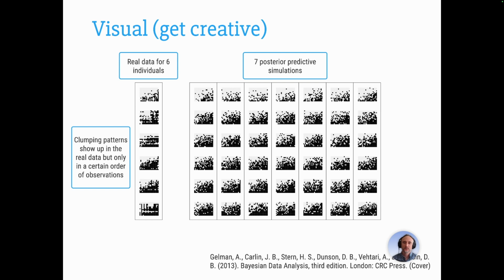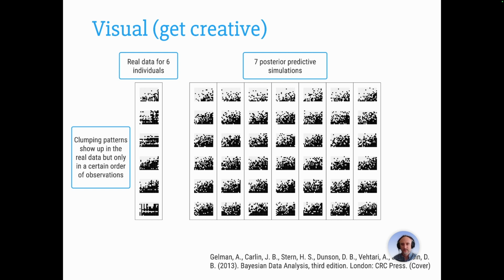So sometimes we need to get creative with posterior predictive checks in order to see problems with our simulations. This is an example from what used to be on the cover of the Bayesian Data Analysis book. You've got data for some metric that I forget at the moment, but it's across 6 individuals. So the rows here are different individuals. And the leftmost column, these are the actual observations. And then this rectangle on the right, these are 7 posterior predictive simulations. So each column is another replicate that is simulated from the model.